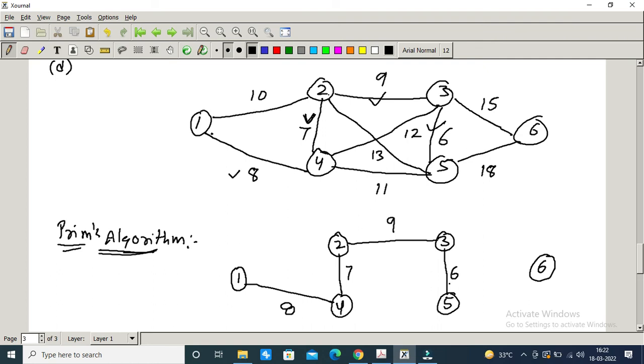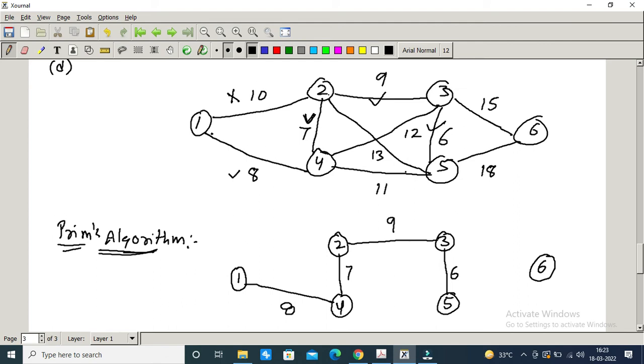Okay. So now which edge do we have to pick? Because we have picked 8, 7, 9 and 6 already, we are left with 10, 12, 13, 11, 15 and 18. So 10 is the next edge that we can pick. If I pick 10, it is the minimum weight, but we cannot pick it. Why can we not pick it? Because if we connect this, it will form a cycle. But the condition is that it doesn't form a cycle, so we will ignore that.